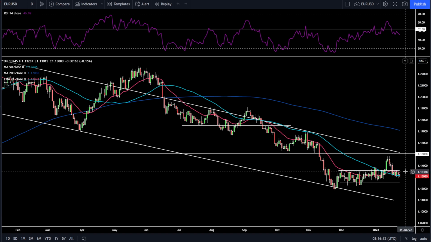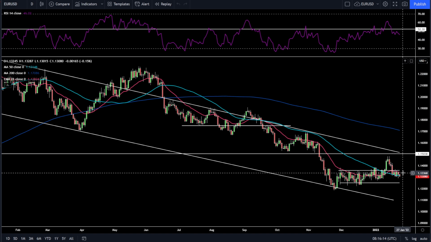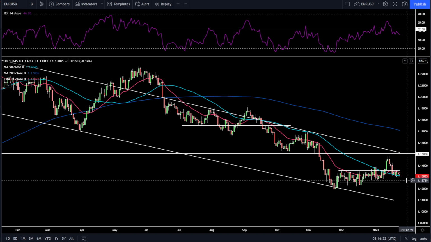Pushing higher from here, for the first target I'd say we've got the 21-day exponential moving average, which would provide a bit of resistance. Then just above that, we've got the 113.5, 113.6 resistance. On the downside, 112.5 is the bottom of the range, or slightly higher than that. A short target could be 112.8.